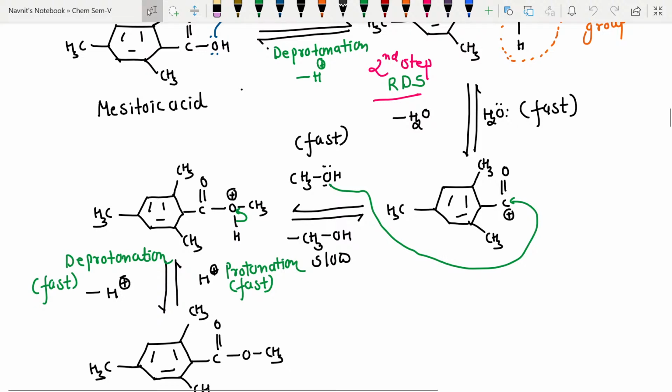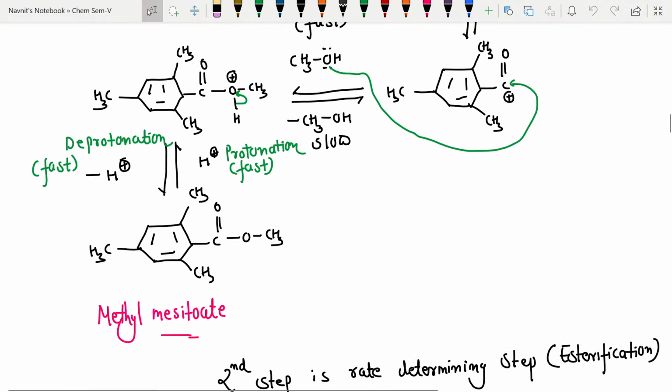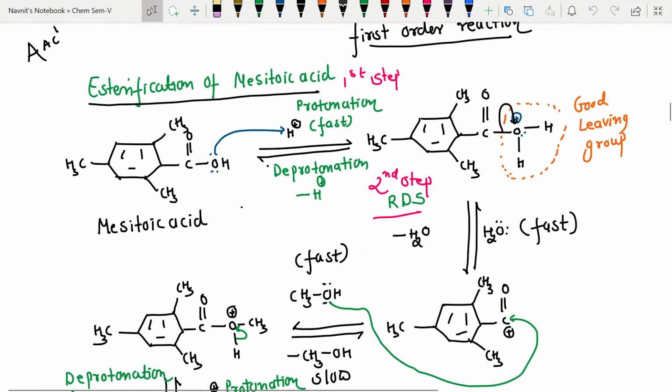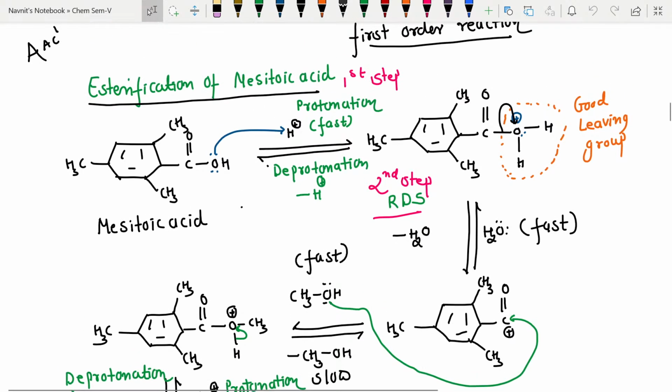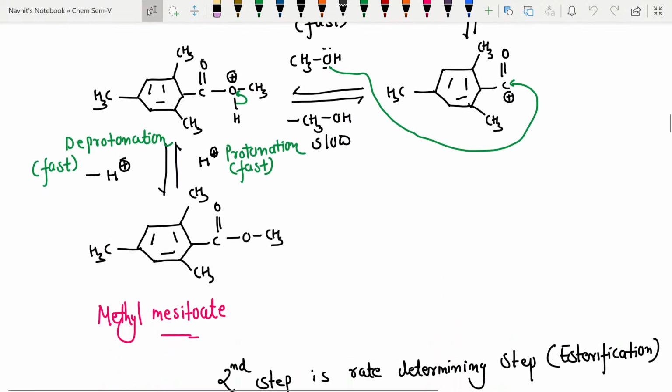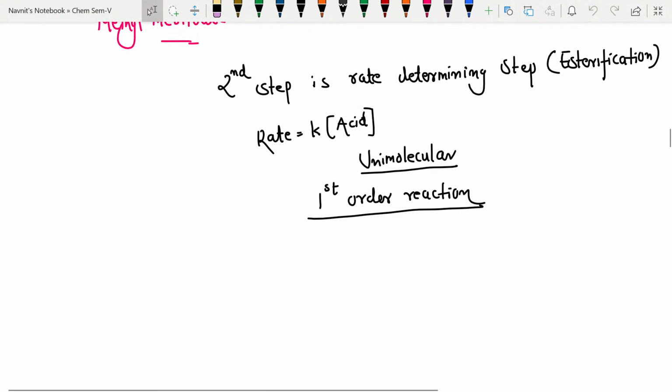Because methanol contains oxygen, and this oxygen has two lone pairs, and the lone pairs are also a source of electrons. And it gives this protonated ester. And the last step is a deprotonation and gives methyl mesitoate. So this is the mechanism of esterification, in which the second step is the rate determining step. In the rate determining step, if you observe clearly, only one species is involved, that is the protonated acid. So the esterification is also a unimolecular reaction and also a first order reaction. So let's move further.